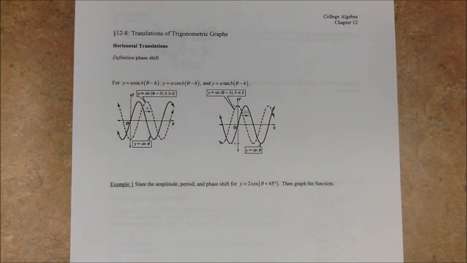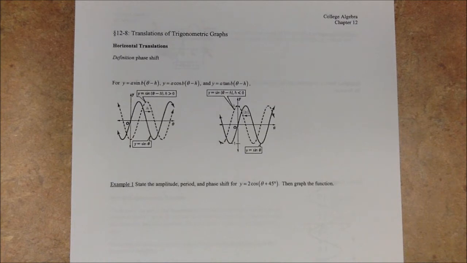So you guys have seen the original sine and cosine graphs. We've changed the period, we've changed the amplitude. Now we're moving on to the last two changes, I suppose. We've got horizontal translations and vertical translations. Translations literally means shifting the graph left, right, up, down.